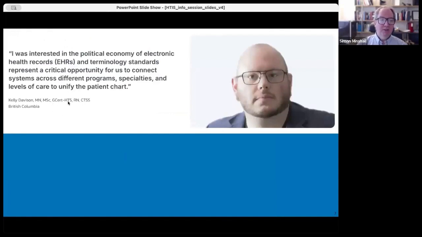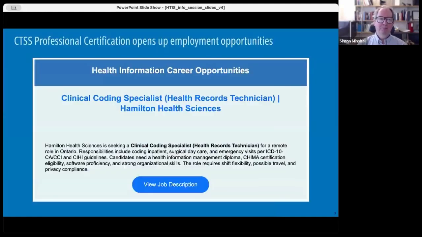He's marked it as G-Cert HTIS there. Kelly's a nurse. He's also a PhD student within the school here as well. So he features quite prominently on their website. And we're happy about that. Good to see him there. Okay.